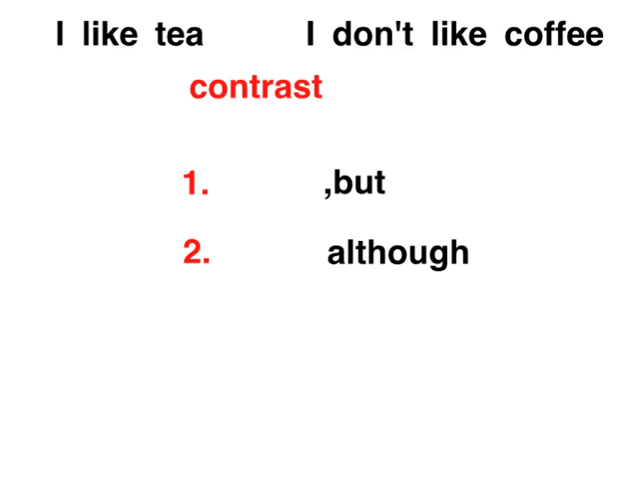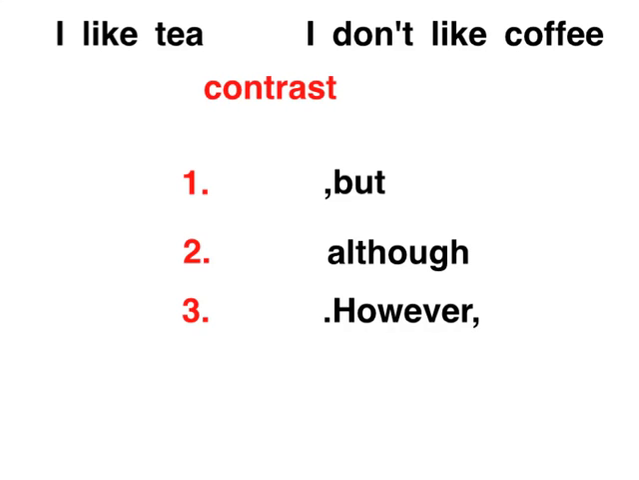We could use although. I like tea, although I don't like coffee. In this case, if it went in the middle, there would be no commas. And finally, we could join these two sentences together using however. But if we used however, we would need to put a full stop. I like tea. However, I don't like coffee.